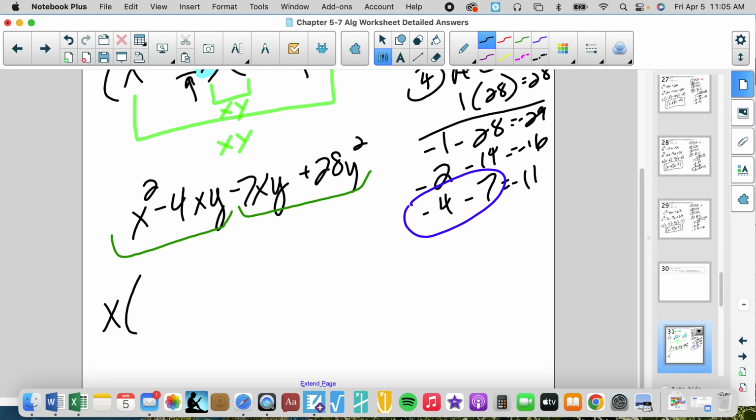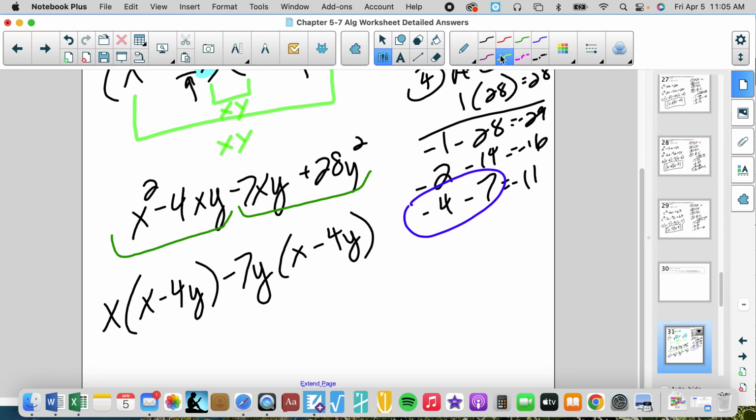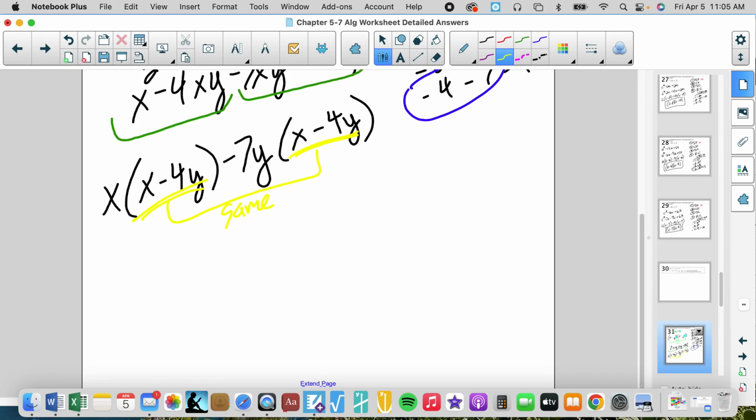If we factor out an x from the first two, you get x minus 4y. If we look at the second two, we're going to factor out a negative 7y. Ooh, because they not only have a coefficient in common, but they have a variable in common. We take out that negative 7y, we get x minus 4y. Are they still the same? Did I do it correctly? Yes, they're still the same. They have to be the same. If they're not the same, then you know you made a mistake.